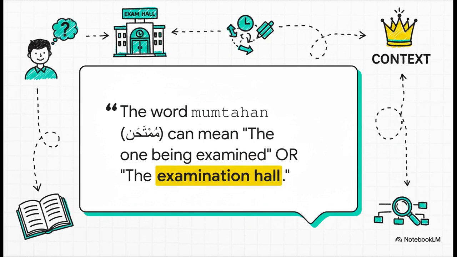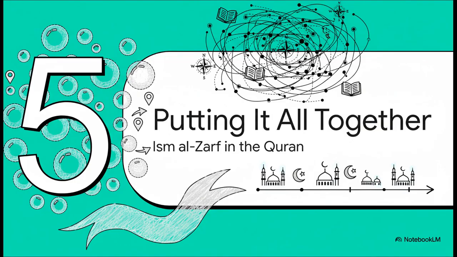The word mumtahan could be talking about the student, the one who is being examined. Or it could be talking about the building, the place of examination, the exam hall. So how on earth do you know which one it is? You just have to look at the sentence. Context is absolutely king.